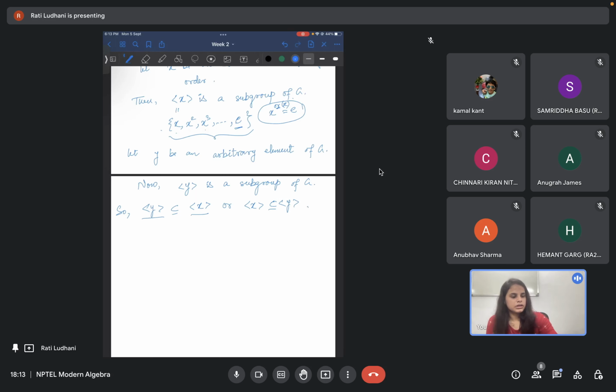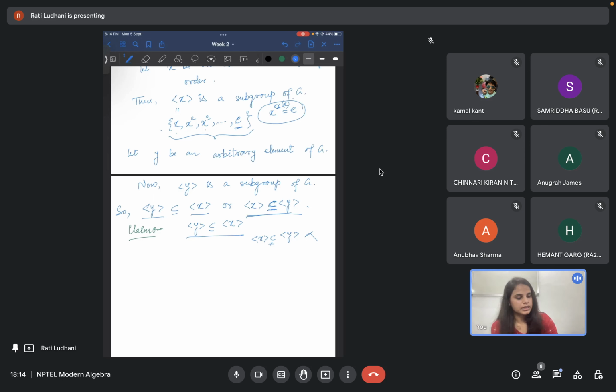So let's check. I am claiming, and I can write it in the form of a claim, that y is contained in x. I should not say this is not true, because equality is possible. It is possible that these are equal, and if y is equal to x, then it is definitely contained. So I'm saying this is true: it is not true that x is properly contained in y. I'm going to prove that.